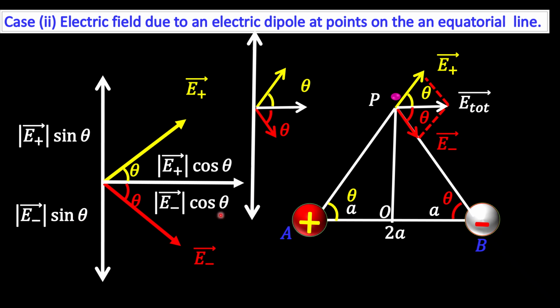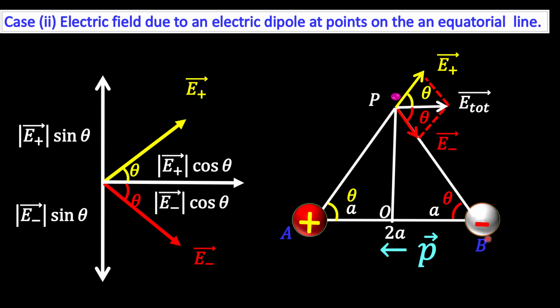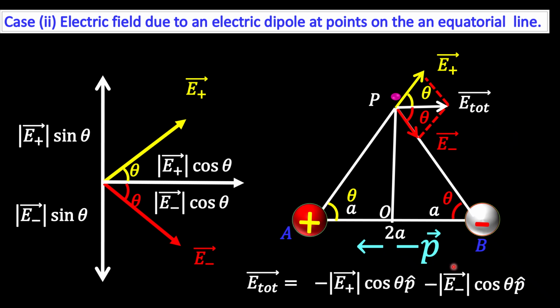So E total vector is equal to the sum of the horizontal components. Before adding these two values, we see the dipole moment vector. Dipole moment vector is always from negative to positive, but the resultant vector at point P is opposite to this p vector. So we can consider this as minus p vector. So E total becomes minus magnitude of E plus vector cos theta p cap minus magnitude of E minus vector cos theta p cap, where p cap is the unit vector.